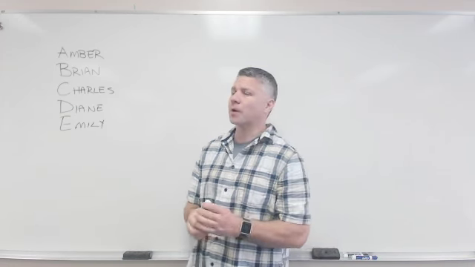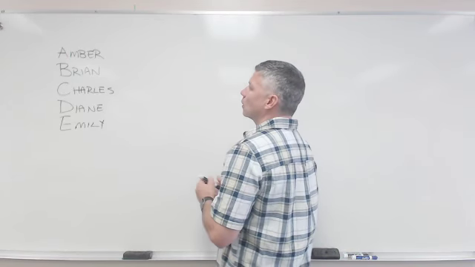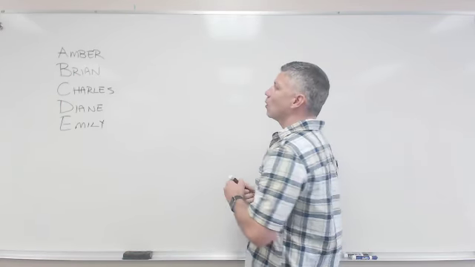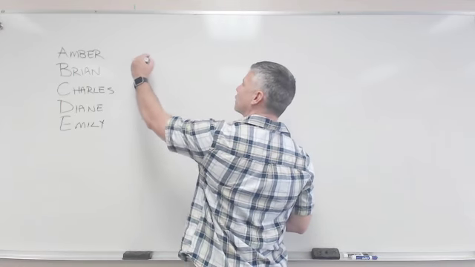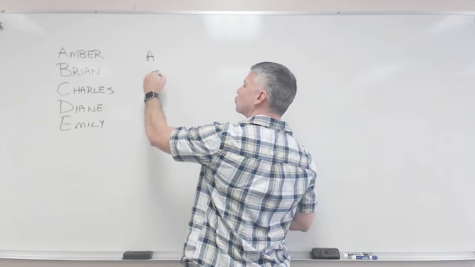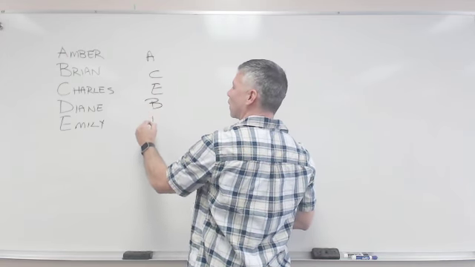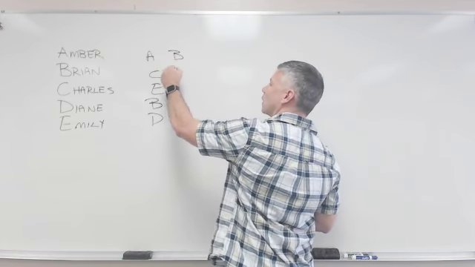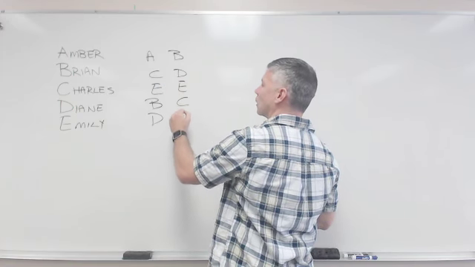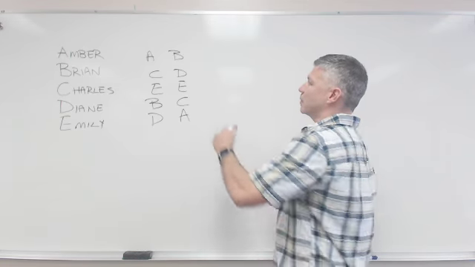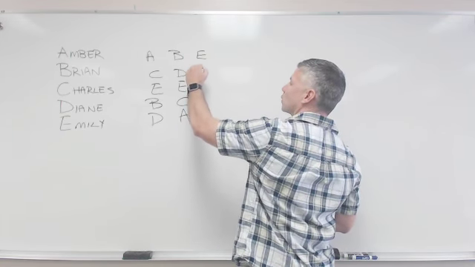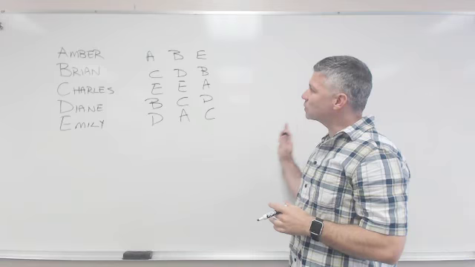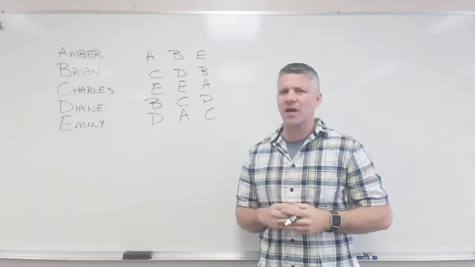Well, we can start thinking about it, and we could make a list. For instance, they could line up in this order exactly: Amber, Brian, Charles, Diane, Emily. Or maybe, and I'll abbreviate, it's Amber, Charles, Emily, Brian, Diane. Or maybe it's Brian, Diane, Emily, Charles, and Amber. Maybe Emily's in front, and it's Brian, Amber, Diane, and Charles. And I could keep listing all of the ways until I think I have them all.